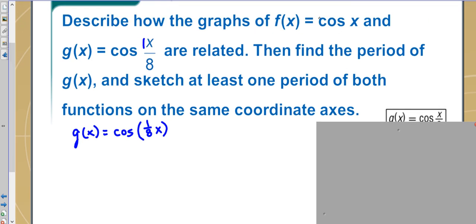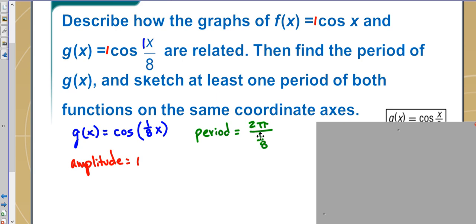So here, the amplitude is going to be the same. Notice they both have an amplitude of 1. So I'll put that, because we've been doing that. I don't want to forget it. The amplitude equals 1. But the period, how we'll get the period, is we'll say you always start with 2 pi, and you divide it by the absolute value of the b, which in this case is just 1/8.